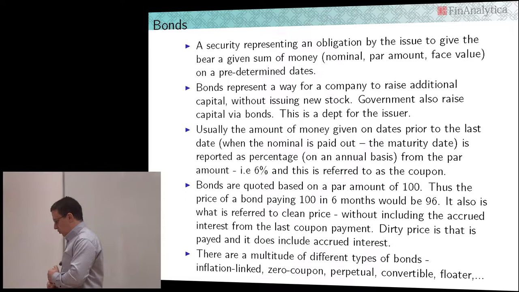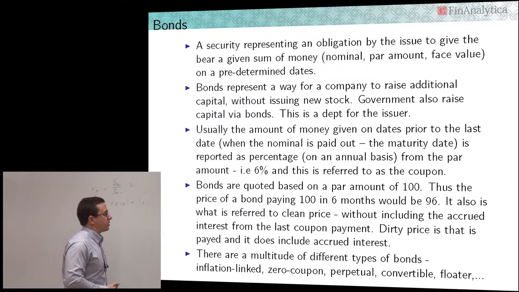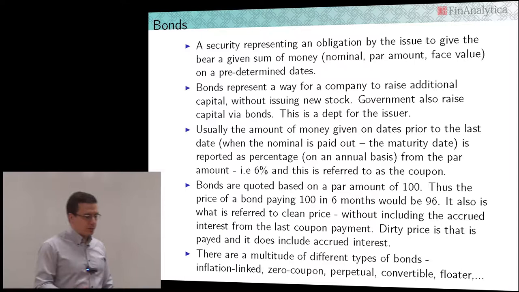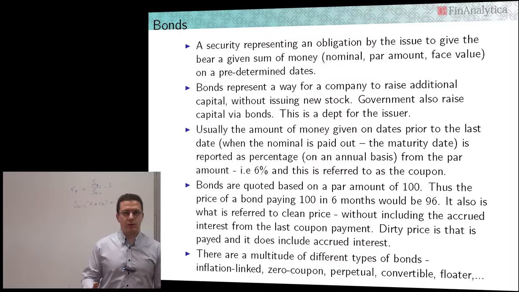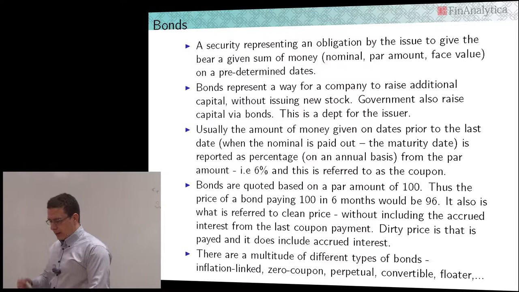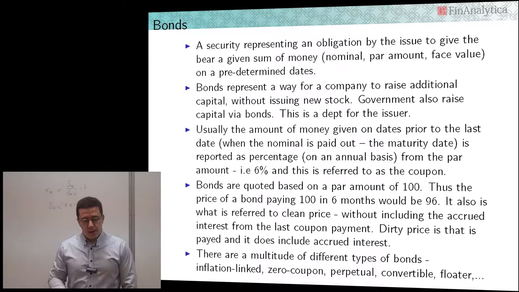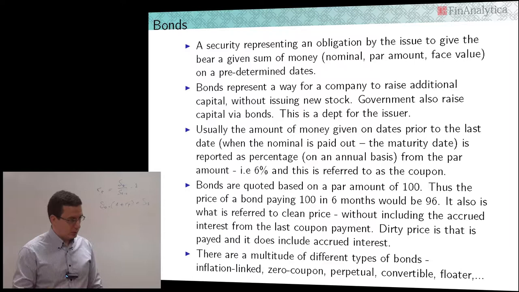Now, moving on with another financial instrument. This one is a little bit more interesting. Bond. This security is usually exchange traded, and it represents basically an obligation by the issuer that he's going to repay what is written on the bond in a given time frame or on a specific date. This amount of money is usually called nominal, or par amount, or face value, and at the end of the life of the bond, when it ends, this needs to be repaid.